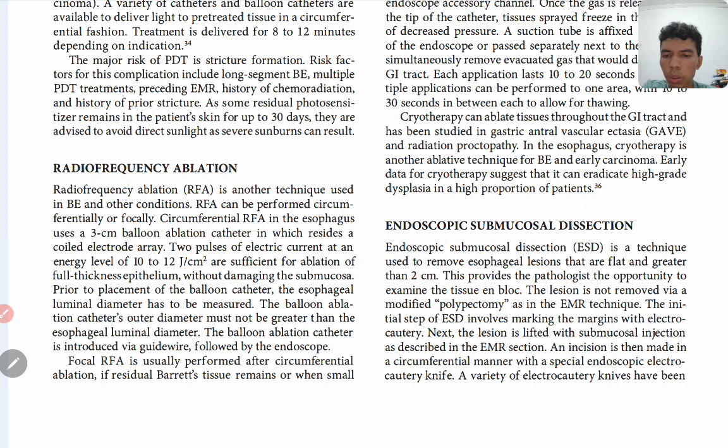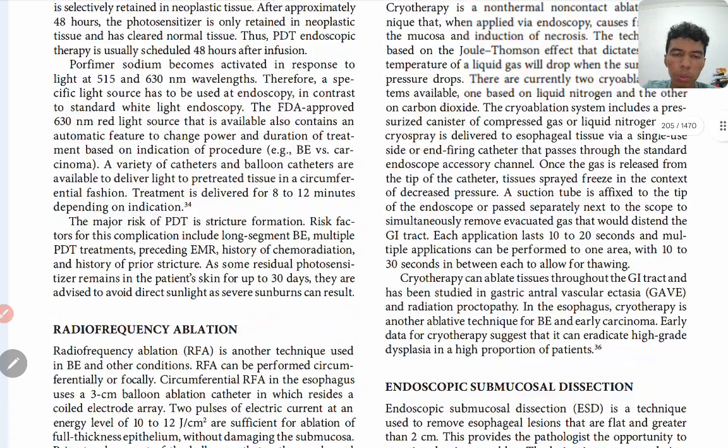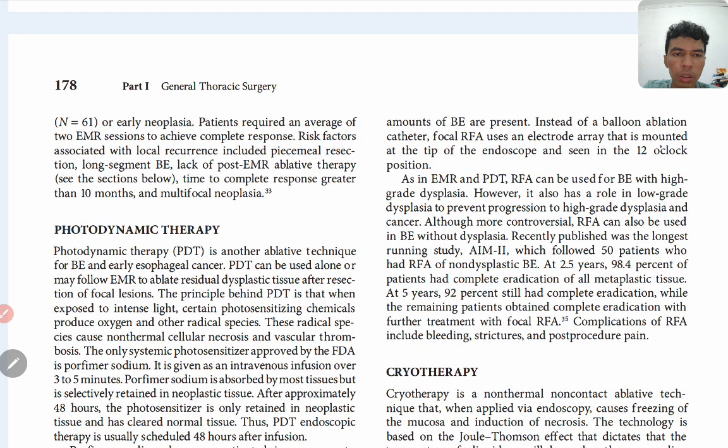Prior to placement of the balloon catheter, the esophageal luminal diameter has to be measured. The balloon ablation catheter's outer diameter must not be greater than the esophageal luminal diameter. The balloon ablation catheter is introduced via guide wire, followed by the endoscope. Focal RFA is usually performed after circumferential ablation if residual Barrett's tissue remains or when small amounts of BE are present. Instead of a balloon ablation catheter, focal RFA uses an electrode array that is mounted on the tip of the endoscope and seen in the 12 o'clock position.